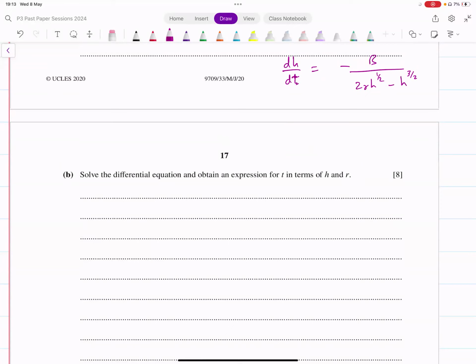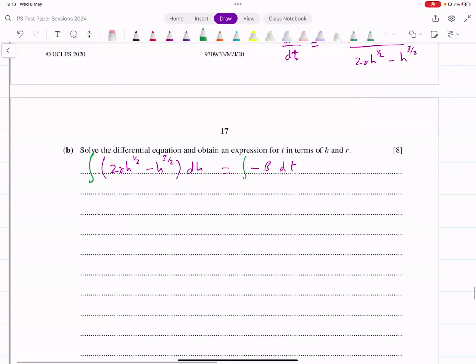Let's separate the variables. This will come to the left side and it becomes 2r h raised to power 1 over 2 minus h raised to power 3 over 2 whole times dh. On the right side, you have minus b dt. Let's integrate both sides. We have separated the variables. There was no t here, so we just had to take h to the left side, and we have done that.